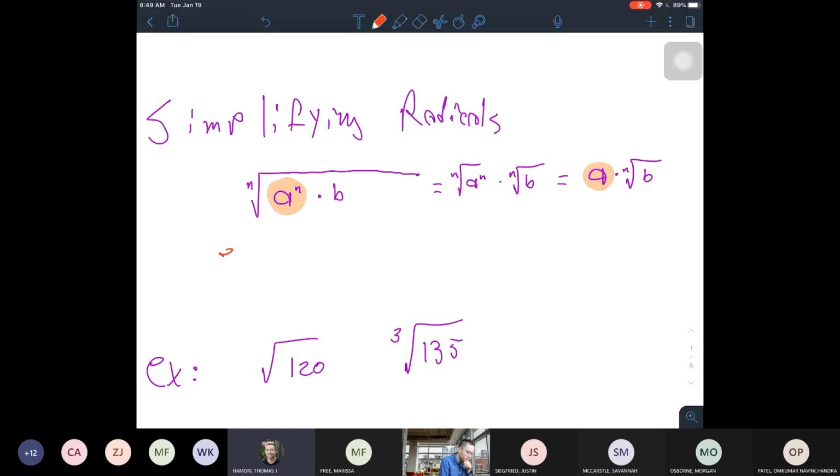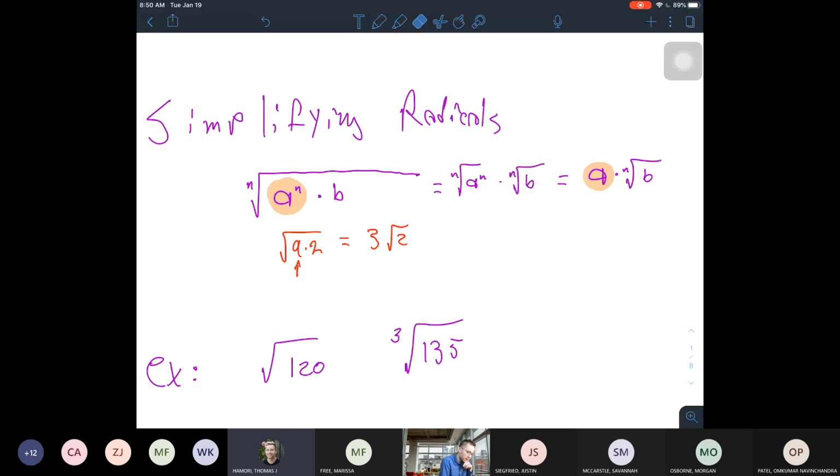So a really quick example might be the square root of 9 times 2 is equal to 3 times the square root of 2, okay? So inside, I have a square power. I had 3 squared, and I was taking the square root of it, so I just took it out as 3. Okay, so that's an example of how we would do that.